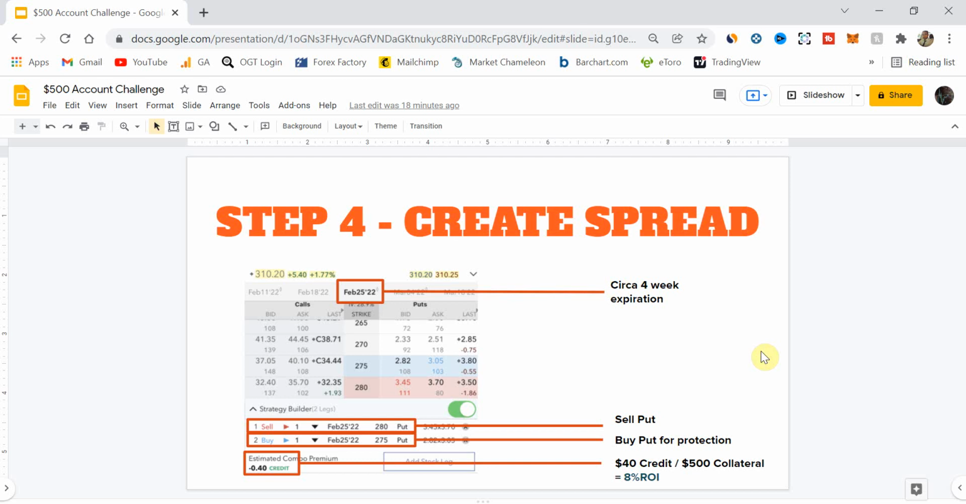And I don't know about you, but placing one trade and in 4 weeks' time making 8% return on your money, in my view, is a great trade on a reliable stock like Microsoft that has to drop by 10% for you to start potentially getting into trouble. That's what I like to call it.